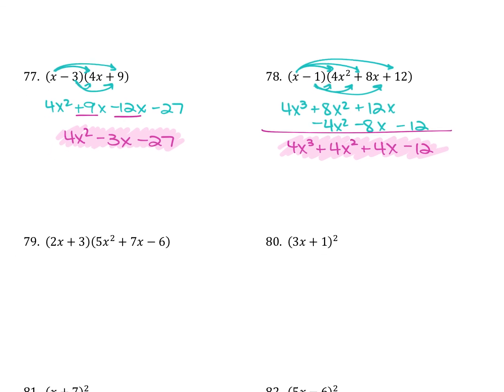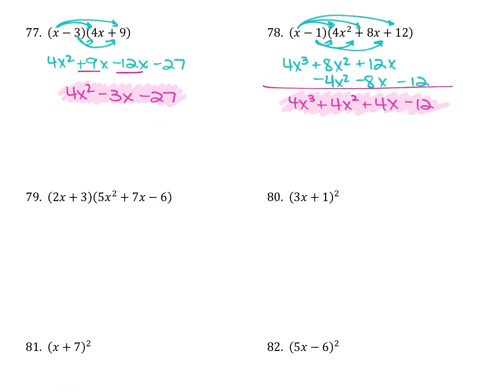For number 79, you have 2x plus 3 times 5x squared plus 7x minus 6. First, distribute the 2 in. So 2x times 5x squared is 10x cubed. Then 2x times 7x is 14x squared. The 2x times negative 6 is negative 12x. Then you'll distribute the 3 in.